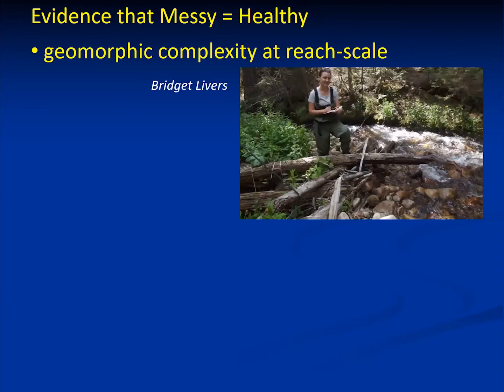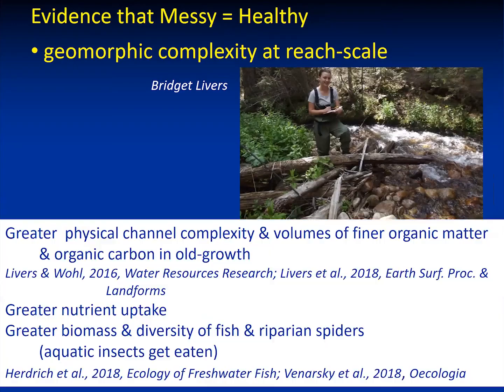There's much more geomorphic complexity at the reach scale, which translates to greater habitat abundance and diversity. And this was Bridget Leiber's PhD work. It was a collaborative project with ecologists and biogeochemists. And we found that where there's a lot of wood that can be supplied to the channel, mostly old growth forest, you have greater physical channel complexity. And that was indicated by standard deviation of the bed and banks, the amount of backwater, the length of channel per unit length of valley.